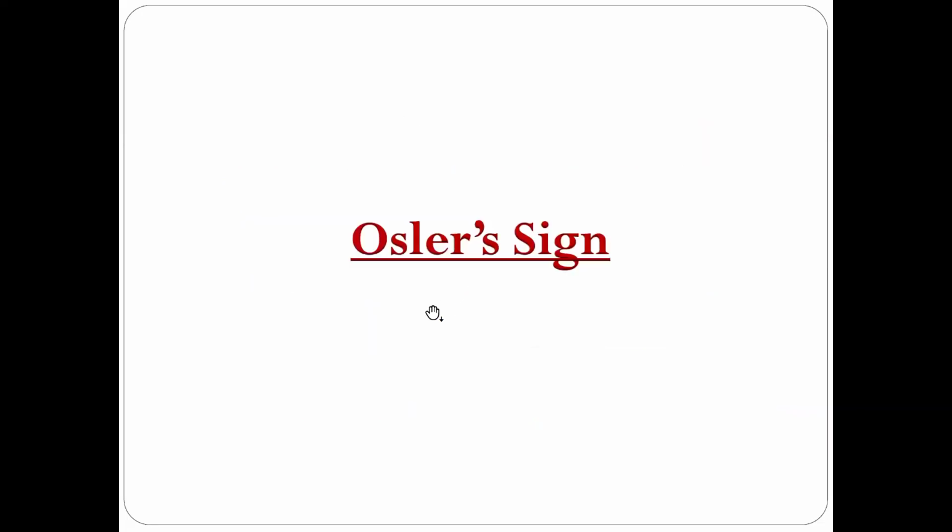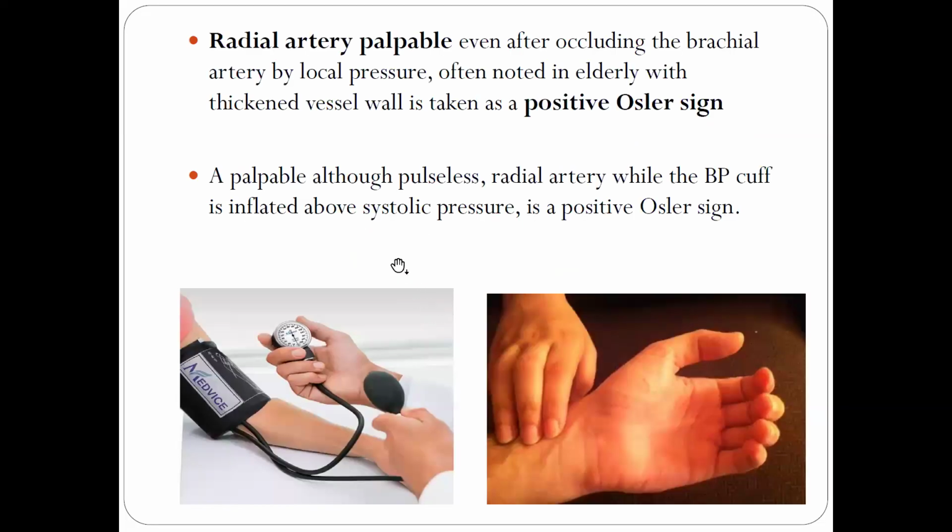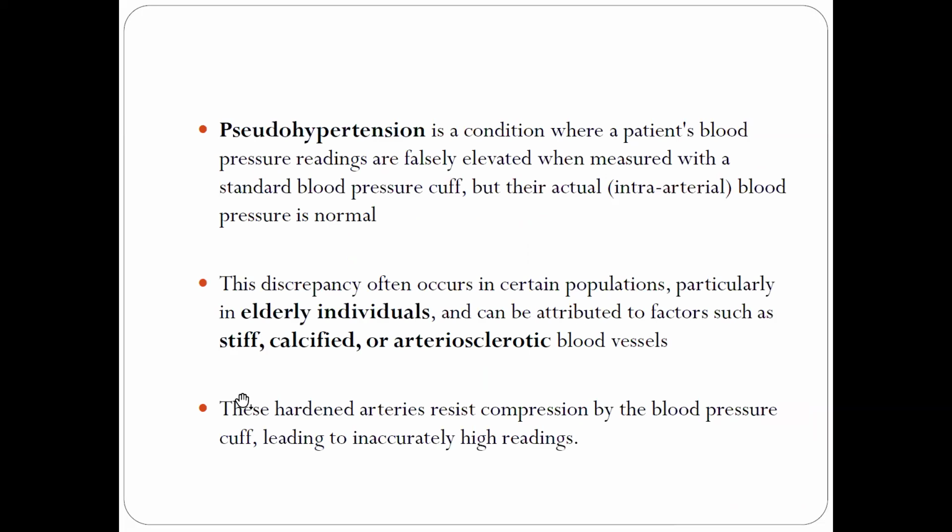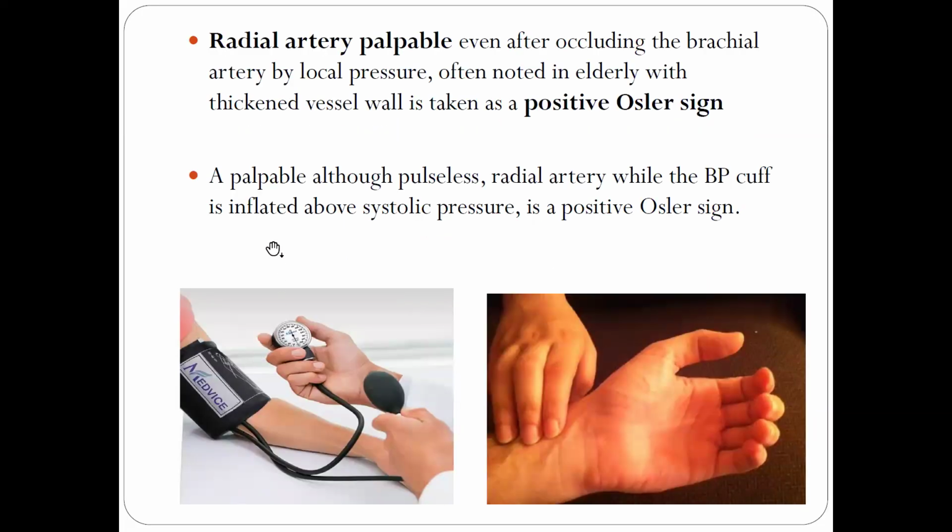The Osler sign is an important maneuver which is used for detecting pseudohypertension. What you do in the Osler sign is that first you put a cuff on the arm and you inflate it, and simultaneously you palpate the radial artery using your three fingers. First you will be feeling the pulsations here.